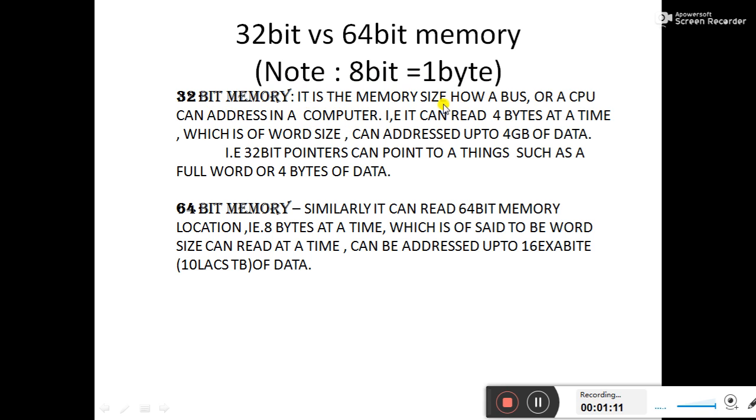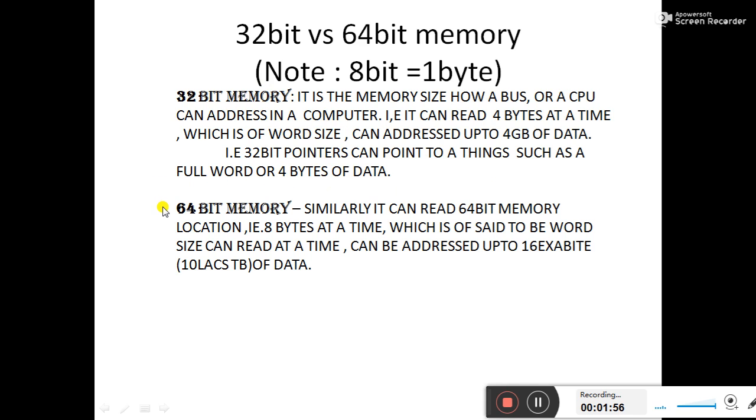So it is the memory size that a bus or a CPU can address in a computer. That is the 32-bit memory size. It can read 4 bytes at a time, which is called the word size, and can address up to 4 GB of data. If you have a 32-bit architecture, then it will address up to 4 GB of memory. In other words, 32-bit pointers can point to things such as a full word, which is 4 bytes of data. That is the concept of 32-bit memory.